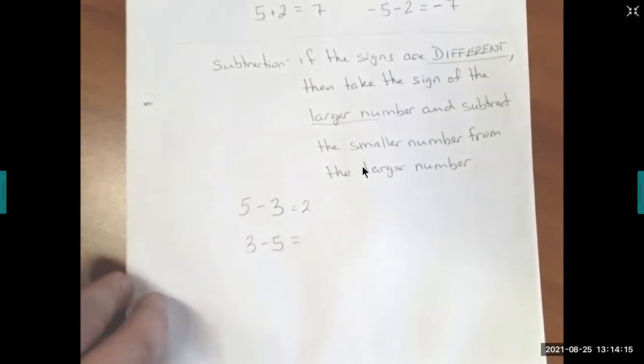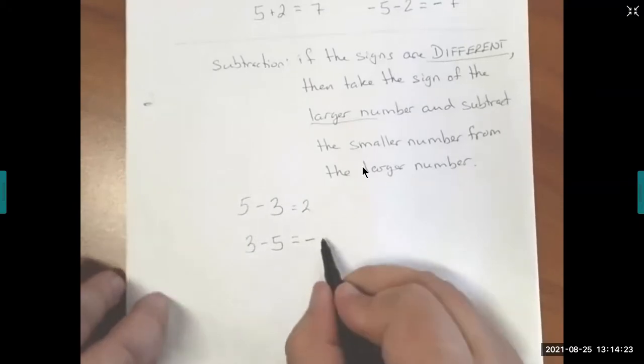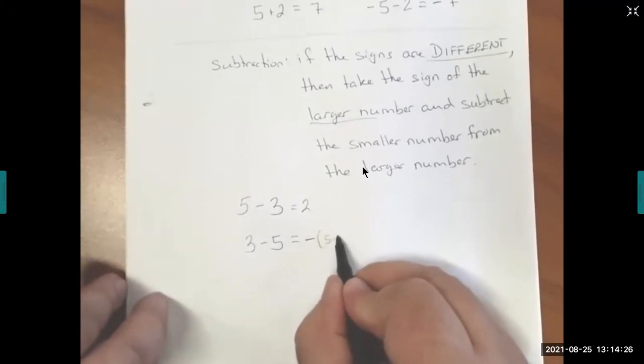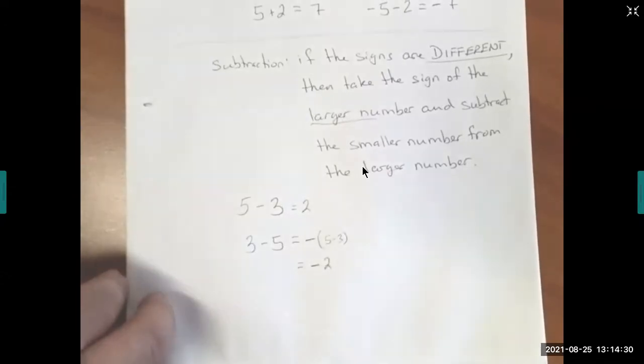3 minus 5. What number is bigger? What's the sign of 5? So the answer is going to be negative. Now we take 5 minus 3. So the answer is going to be negative 2.